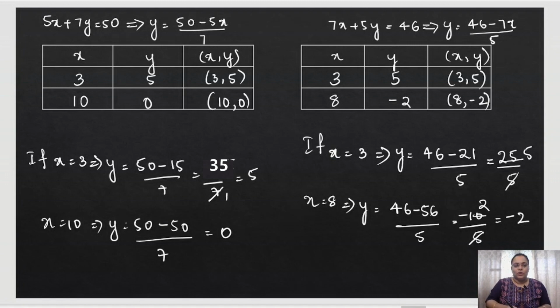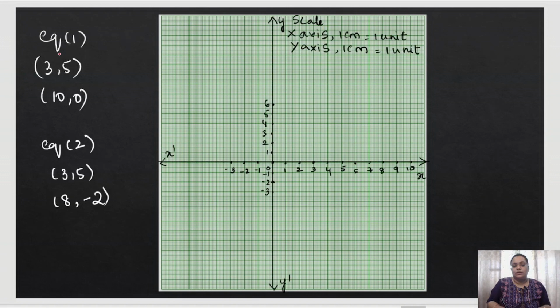Now let us plot the graph. For the first equation, the first point is 3 and 5: 3 on the x-axis, 5 on the y-axis, which is this one, and 10 and 0: 10 on the x-axis, 0 on the y-axis, which is here. Now let us join them.